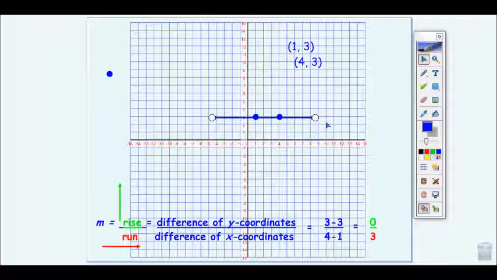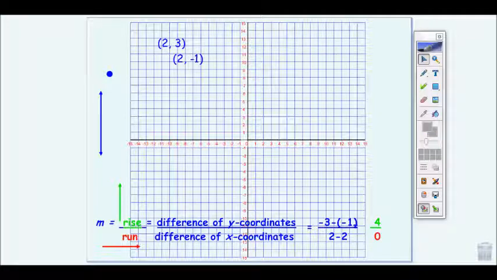You're not going to rise or run. Okay? So I'm sorry, you're not going to rise. So I came from this one, I didn't rise any, but I'm going to run 3. And I could keep running 3 in either direction, because that one's a horizontal line, the slope of that one.